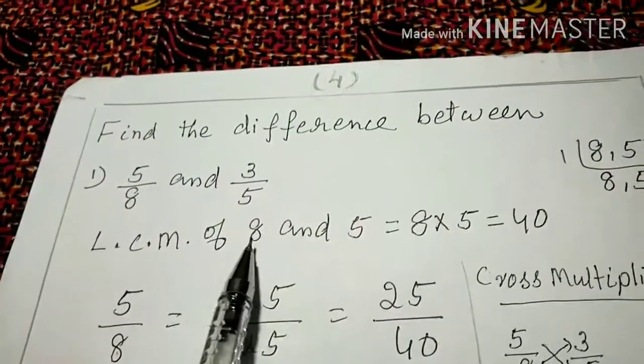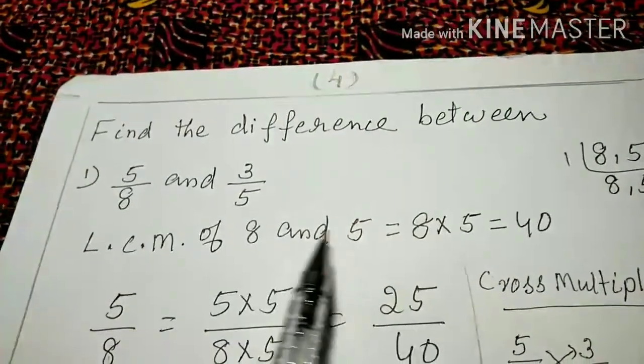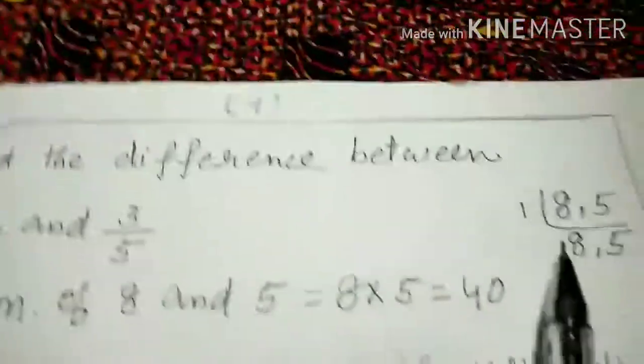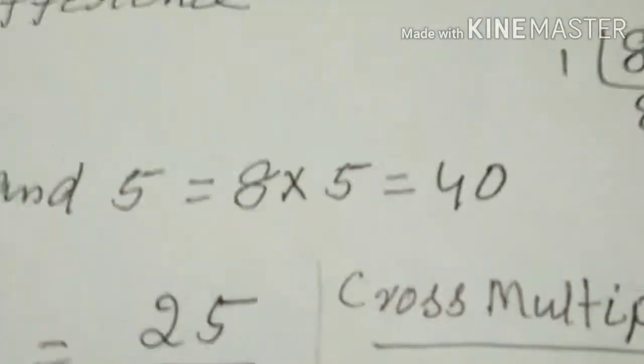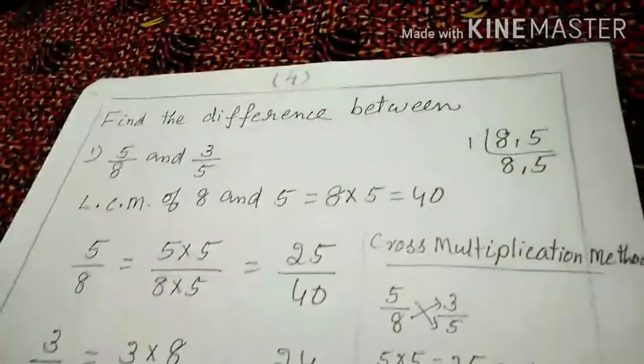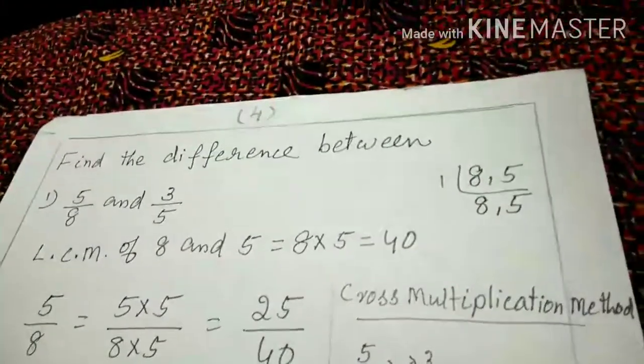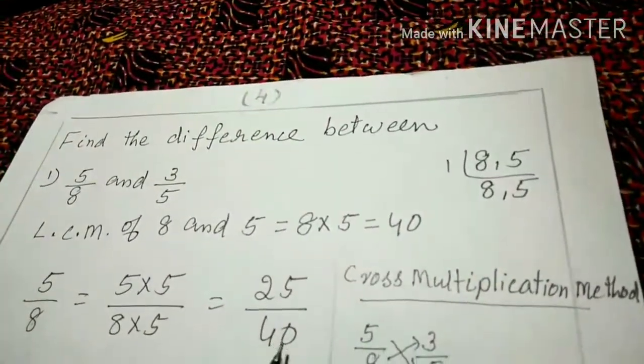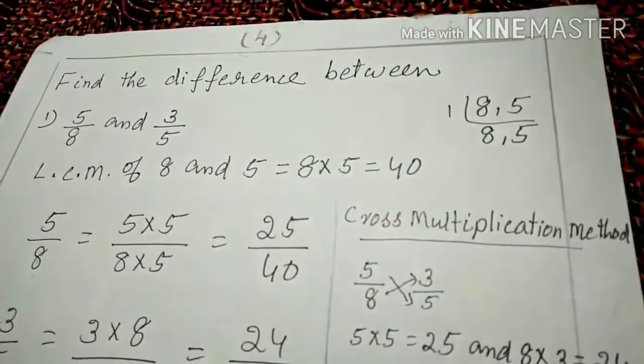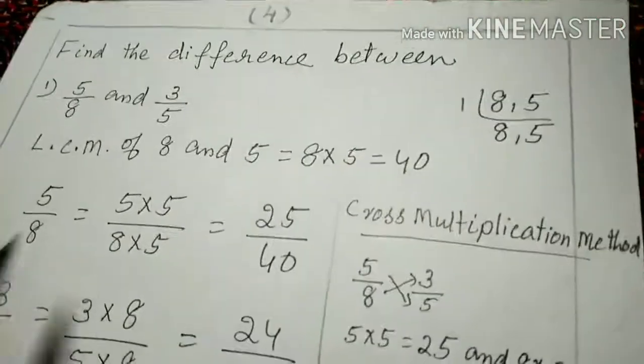LCM of the denominators 8 and 5. 8 and 5 are divisible by 1, no other number. Therefore, the LCM of 8 and 5 is 8 into 5, that is equal to 40. Then convert 5 by 8 and 3 by 5 into equivalent fractions with the denominator equal to the LCM, that is 40.